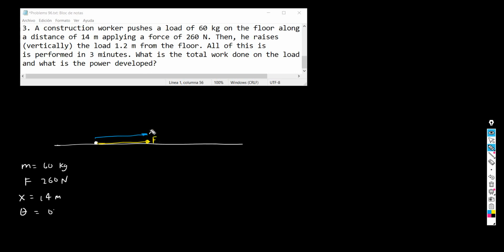But let's pause right here the problem and let's already calculate how much work this person has done by doing this first step only. So the work in this first step of the problem is going to be force times displacement times the cosine of the angle, and therefore you just have to substitute these values in here.